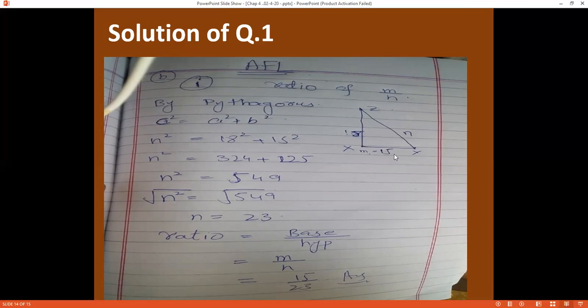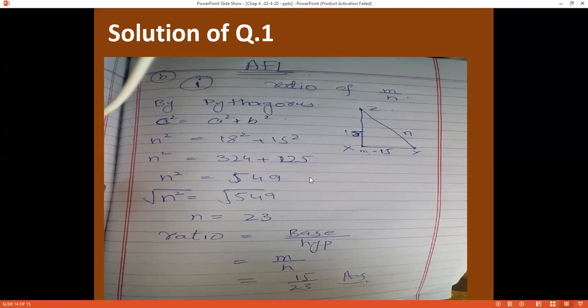I'll use the Pythagoras theorem, because the triangle is a right angle triangle, the angle is 90 degrees, so I'll use c square equals a square plus b square. Now c square, the hypotenuse, is n, so it will be n square, and a value is 18, so 18 square, and the base is 15, so I'll use 15 square. 18 square will be 324, and 15 square will be 225. When I add these two values, it will be 549, and n square is equal to 549.